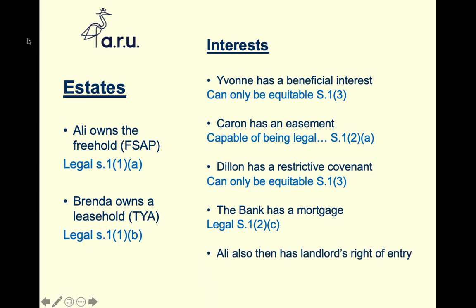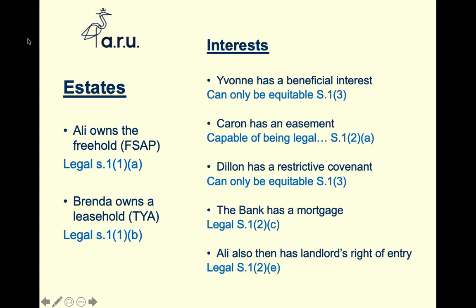Again, as already noted, Ali should also retain her landlord's right of entry. It's protected under Section 1.2 as well. It's a recognisable legal interest in land under Section 1.2e. Ali's ability to enter and return the land to herself on non-payment of rent and or to enter for inspection, etc.